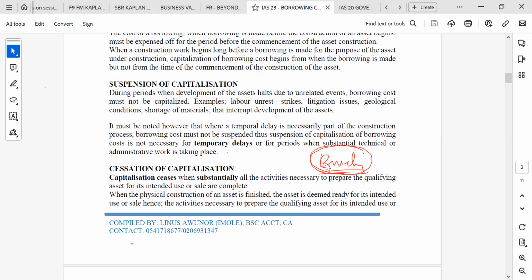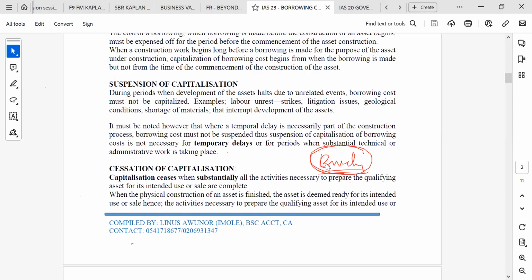People can also move into a building without doors or windows being fixed on the building. So as soon as you have completed the building, people can actually move in and be managing it. Windows and facing of the windows are not major work that should be carried out on the asset, and people can actually use the building without the windows and all those things. So if the greater part of the asset is ready for use, then capitalization must also cease.